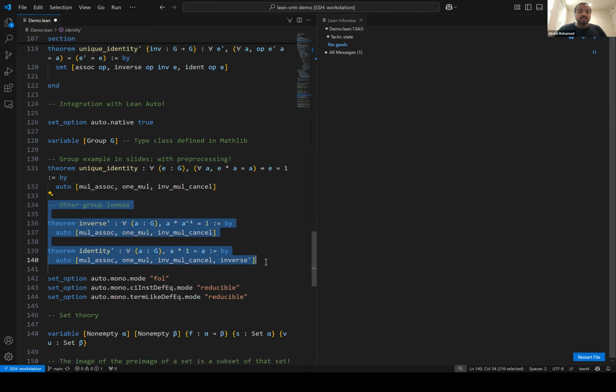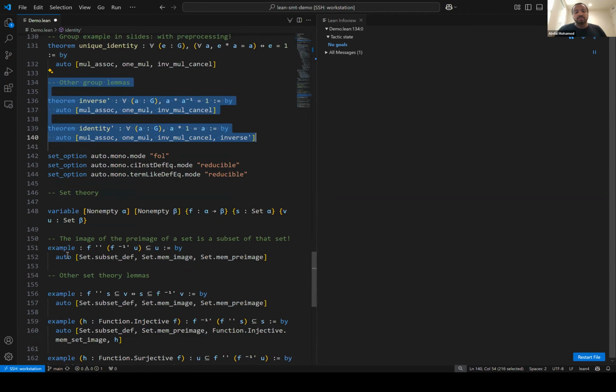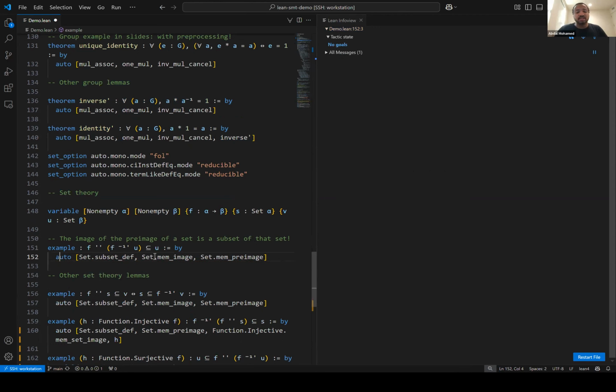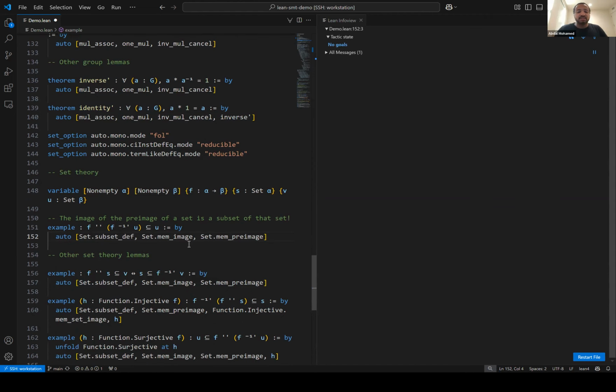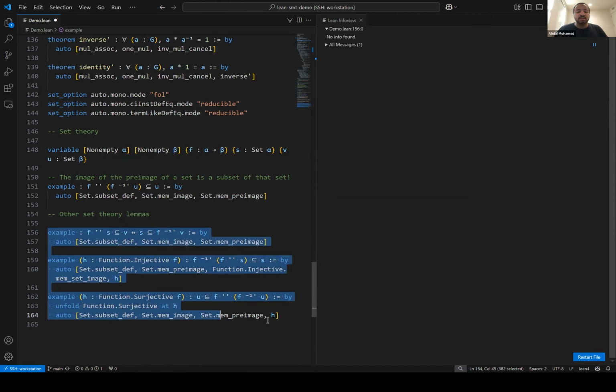Of course, we can also handle other lemmas, not necessarily just the one that I showed for groups, and we also support other examples like set theory. These are some examples of set theory problems. Here we say that, well, the image of a pre-image of a set is a subset of that set. And then these are also other examples of set theory lemmas that we can prove using the tactic already. Okay, now back to the slides.